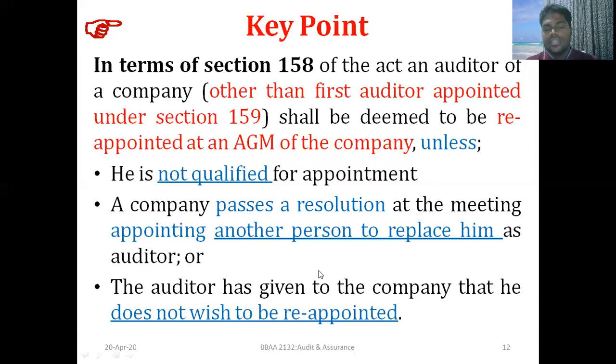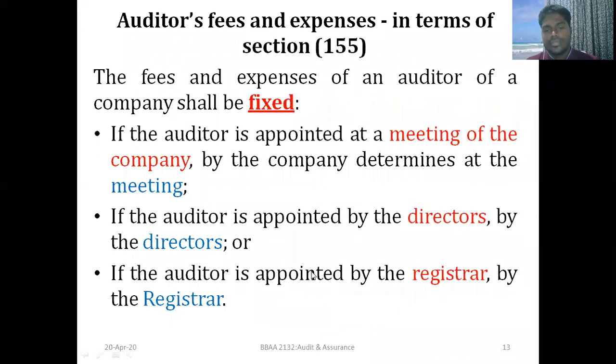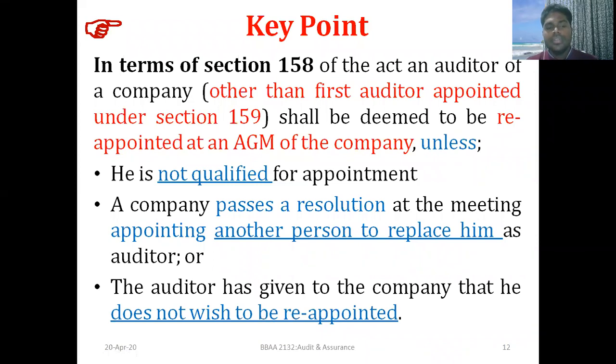The final point says another situation: the auditor has given notice to the company that he doesn't wish to be reappointed. This is something different. The auditor himself or herself communicates to the company that they don't have interest in continuing with the particular company, or in doing the audit of that company. Something happened, and they may have some reasons. So these are the three situations in which they have to change the auditor. Otherwise, normally the same auditor continues for a maximum of 5 years.